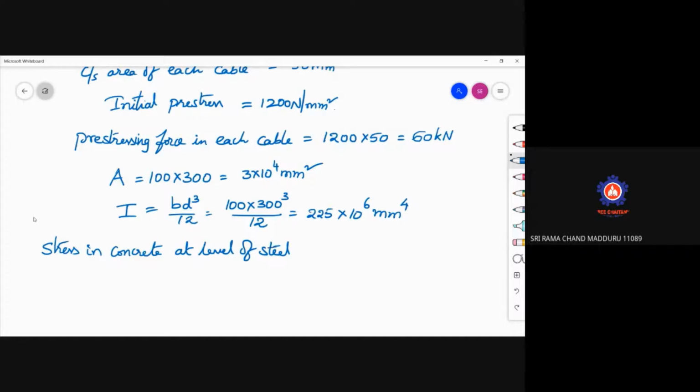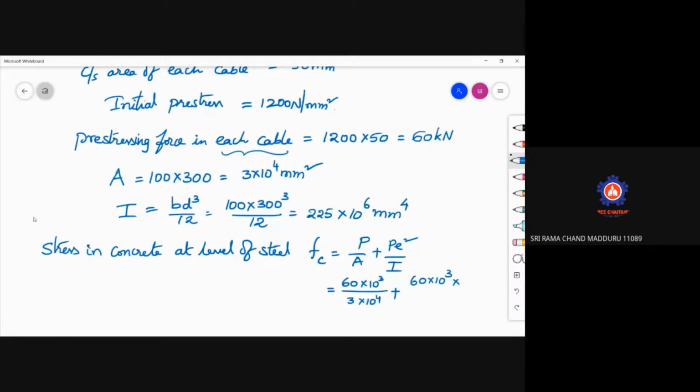So stress in concrete at the level of steel is equal, FC is equal. I am not calculating only for each cable. Just understand here, I'm not calculating for all the 3 cables at a time. I will do one by one. FC is equal to P by A plus P into e square by I. In this, P value is 60 into 10 cube, in terms of newtons I am writing down. So this is 3 into 10 power 4 plus P, 60 into 10 cube, into eccentricity.